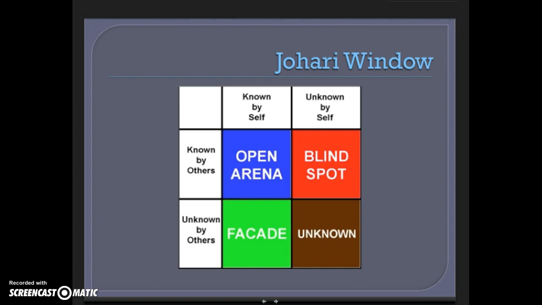And then finally, the fourth quadrant is known as the unknown quadrant. So it's something about ourselves that we have not discovered yet, nor does anybody else know. Sometimes what falls into this unknown quadrant may be a hidden talent that we just haven't stumbled upon. Other times, something that's put in the unknown quadrant may be something that we've suppressed from years ago and no longer remember it.